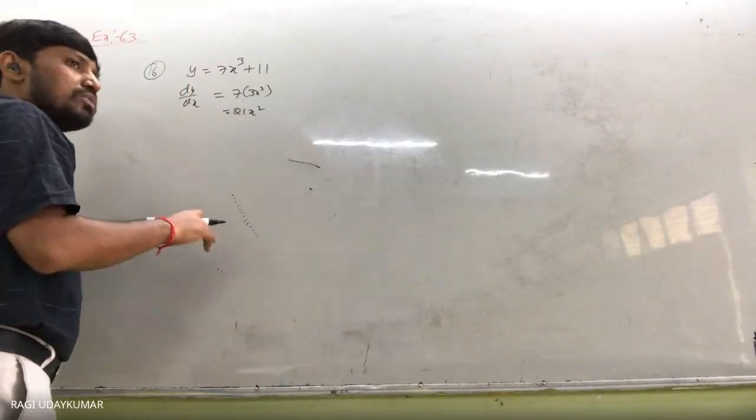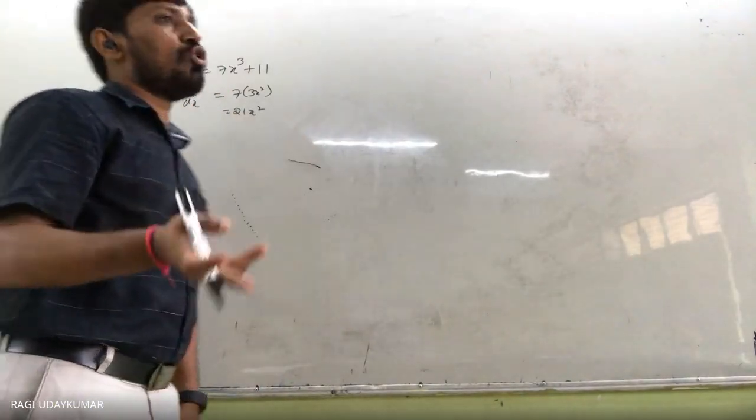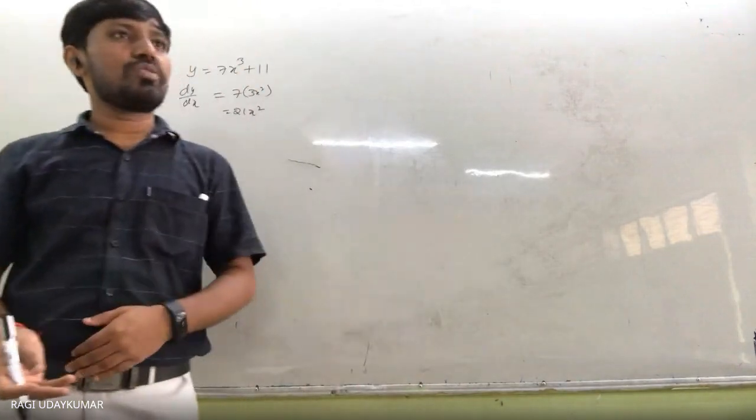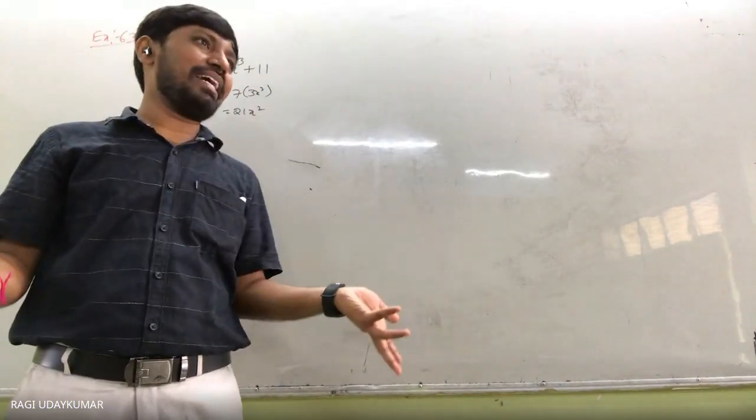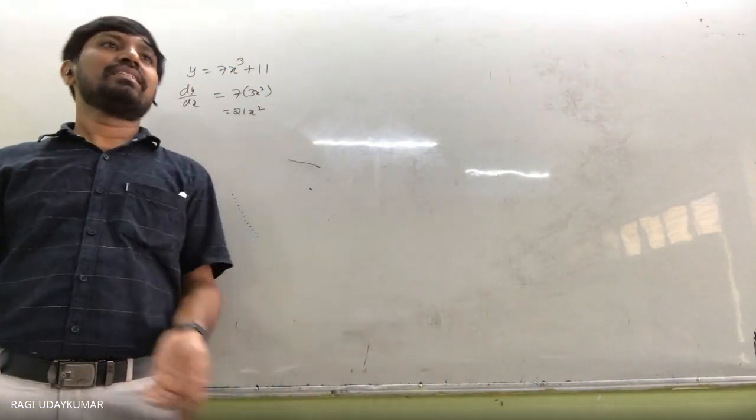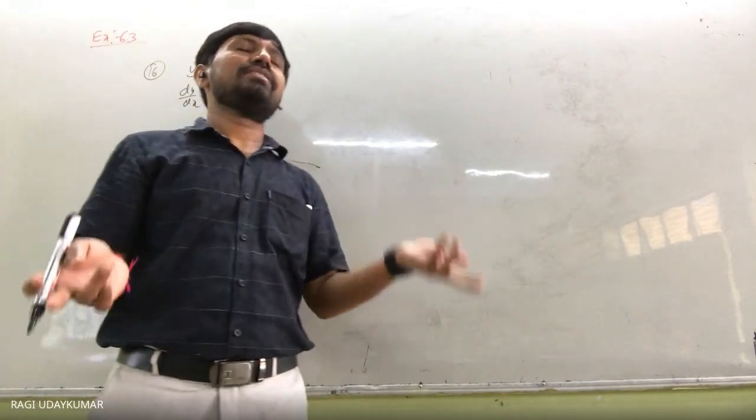एट x इक्वल टू 2 सब्स्टिट्यूट कर लिया तो x इक्वल टू 2 का स्लोप आएगा. x इक्वल टू -2 सब्स्टिट्यूट करो, -2 का स्लोप आएगा, सेम आ जाएगा. देन द स्लोप्स आर इक्वल, देन द टेंजेंट्स आर पैरेलल.